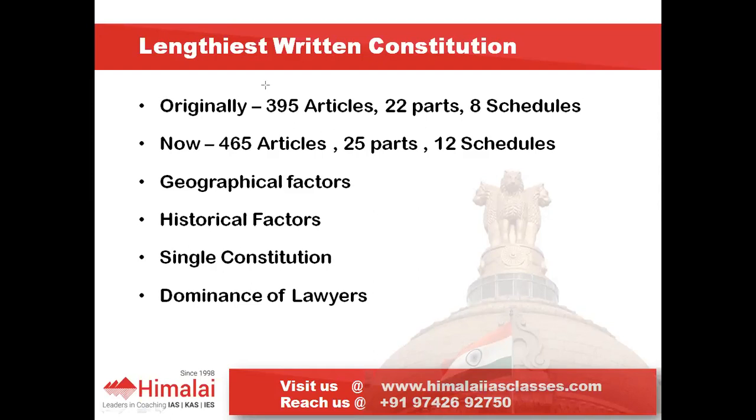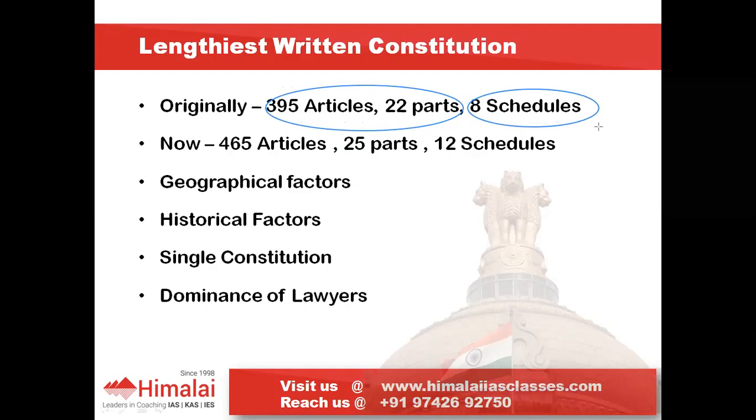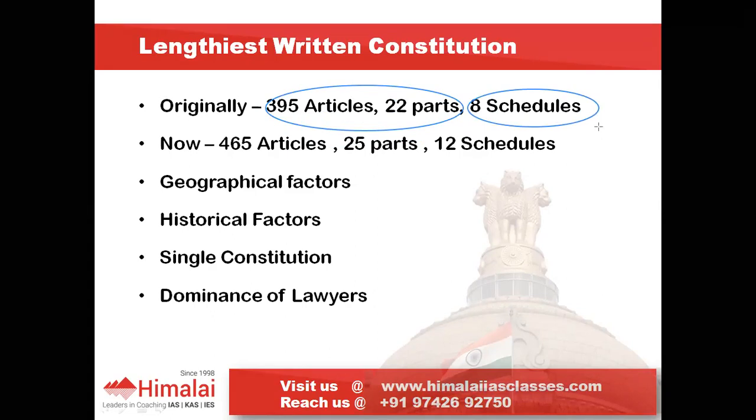Originally it contained 395 articles divided into 22 parts, and it had 8 schedules. What are schedules? Schedules are like the appendix tables at the end of the constitution. We'll discuss them in the upcoming chapters. In the last 70 years, it has gone through several amendments. A lot of situations have changed in the country, as a result of which we have modified the constitution as per our needs. So now it contains around 465 articles.